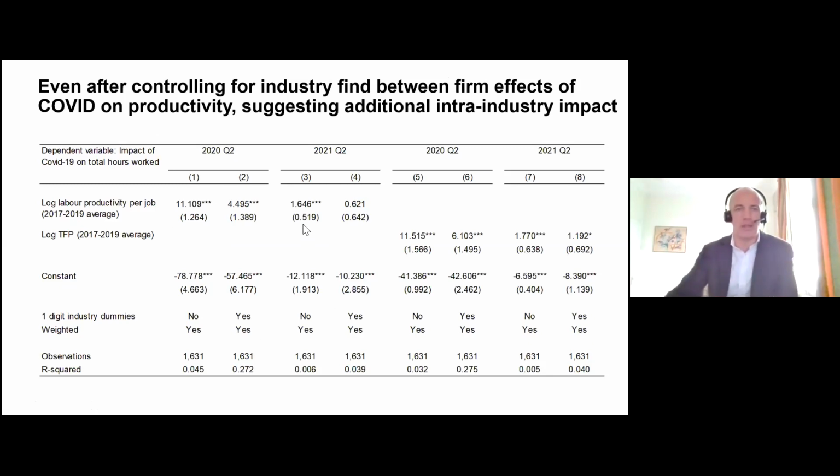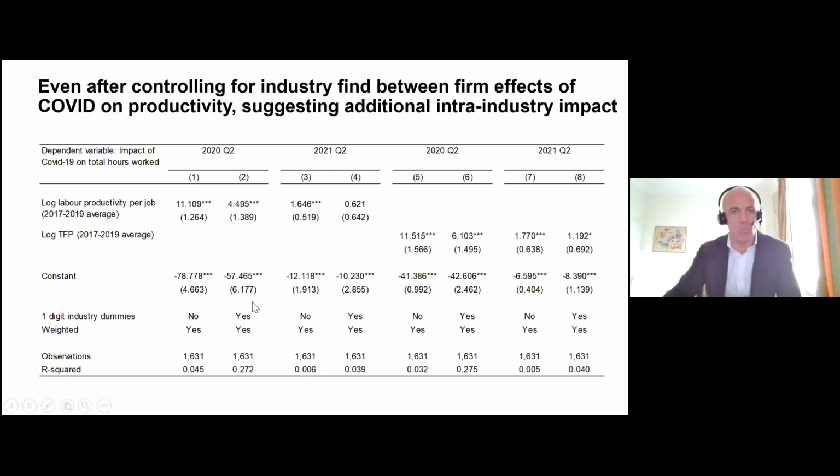but it's also a within industry between firm story here. So what I've done here is a regression of the impact of COVID on hours worked as a function of labour productivity per job. And you can see here that the coefficient is expected to shrink a great deal between Q2 of this year and Q2 of next year. Like I said, the line's going to flatten, but, and this is the key point from this chart, the coefficient remains negative and significant, at least in terms of labour productivity per job.